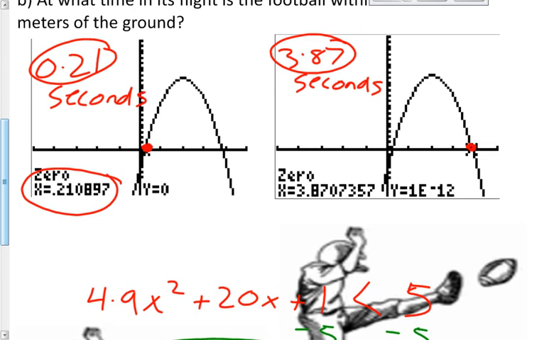So your answer: the ball will be within 5 meters of the ground for the first 0.21 seconds and after 3.87 seconds.